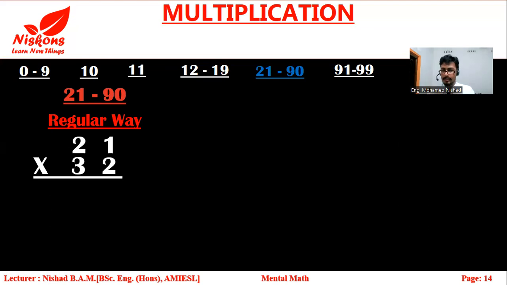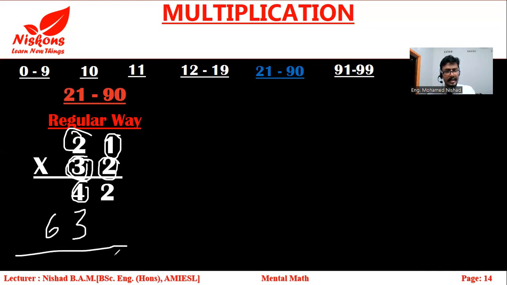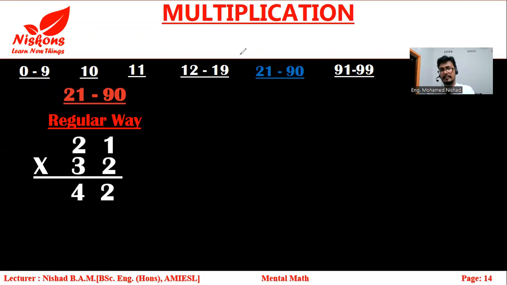Let's do that in a regular way. So in the regular way, we know that 1 times 2 will be 2. And then 2 times 2, we have to multiply this and this together, so that will be equal to 4. And then we have to multiply 3 and 1, that will be 3. And then 3 and 2, that will be 6. Then after, we have to add: 4 plus 3 will be equal to 7. So 672 will be the answer. This is the regular way.